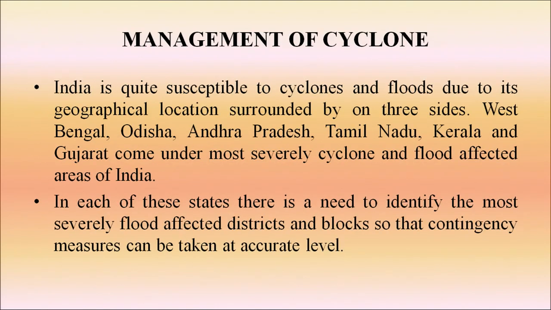Now come to the management of the cyclone. India is quite susceptible to cyclones and floods due to its geographical location, surrounded by sea on three sides. West Bengal, Odisha, Andhra Pradesh, Tamil Nadu, Kerala, and Gujarat come under the most severely cyclone and flood affected areas of India. In each of these states, there is a need to identify the most severely flood affected districts and blocks so that contingency measures can be taken to an accurate level.